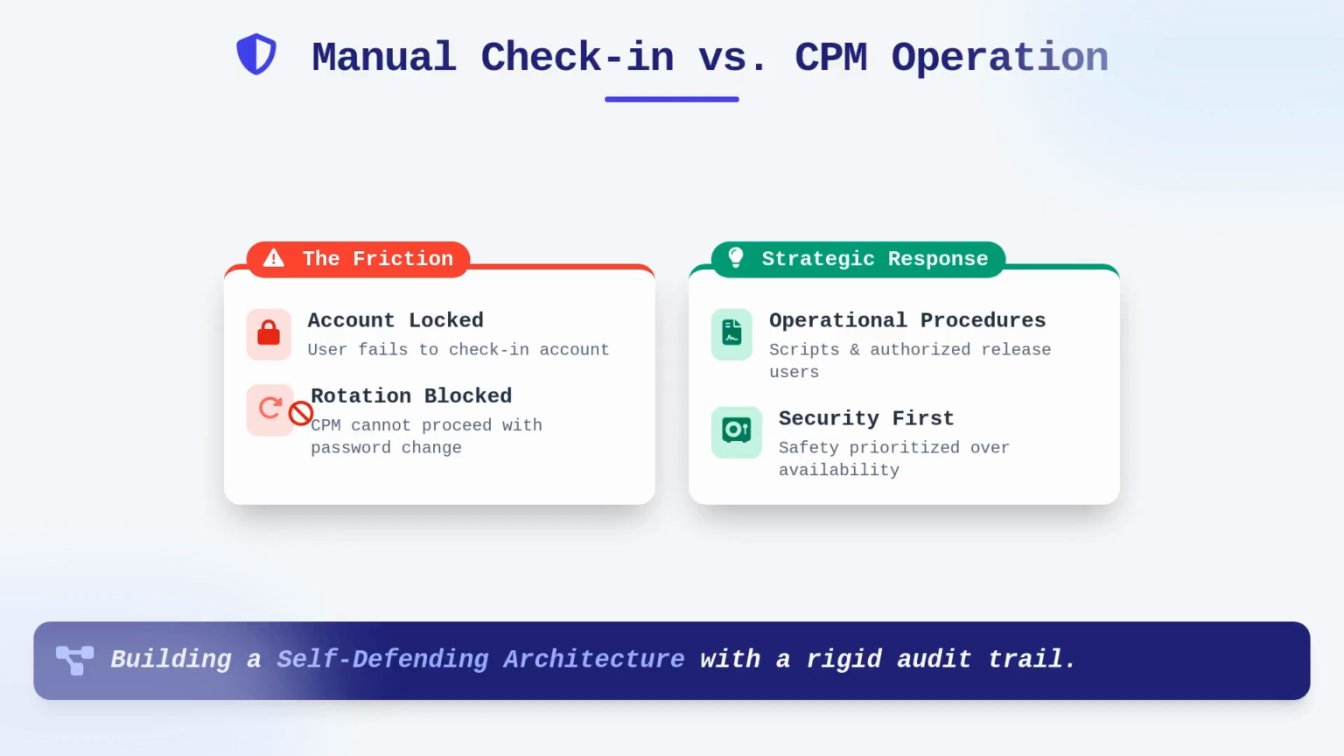However, the system is designed to prefer safety over availability, meaning it will refuse to rotate a password while a lock is active. By mastering these platform policies, you create a dynamic, self-defending architecture that anticipates the needs of your privileged users while maintaining a rigid audit trail.